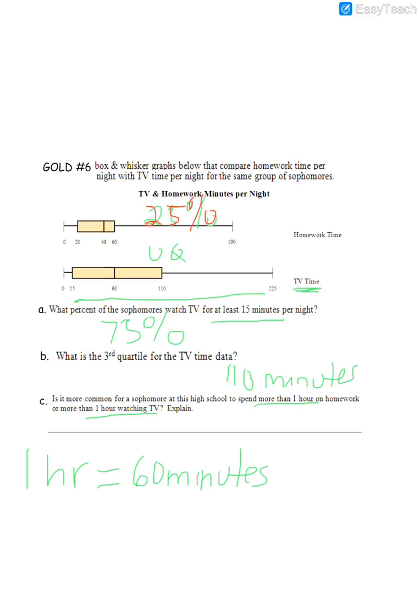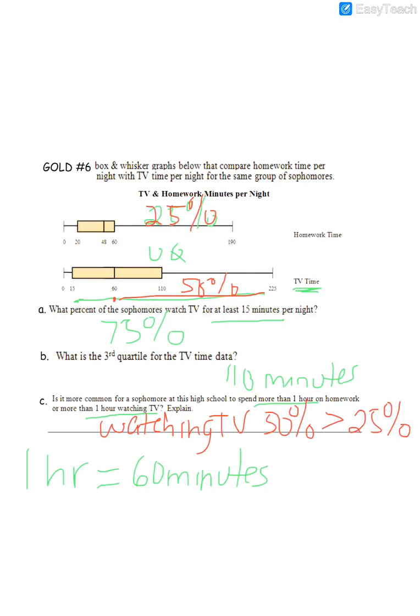For watching TV, here's 60. More than 60 is now 25, 25, which is 50%. So it says, is it more common for a sophomore at this high school to spend more than 1 hour on homework or more on watching TV? I'm going to go with watching TV. And I'm going to say 50% is greater than 25%. And that's how I'm looking at it. I'm looking at 60 minutes, which is 1 hour here. And I looked to where 60 was, and here I got 50%. Here I got 25%. And that's going to be my explanation.